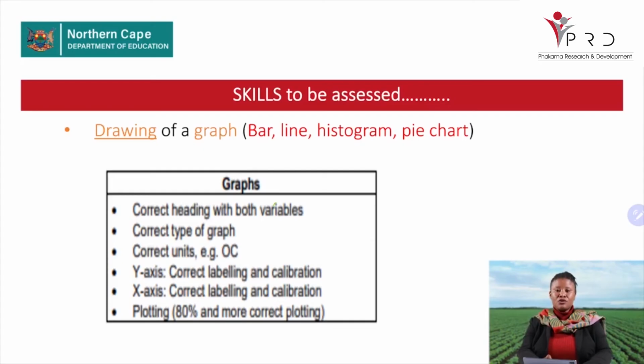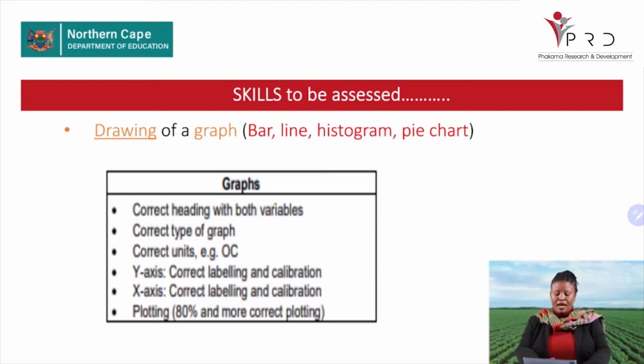If it is a bar, draw a bar graph. So it is important to know the correct type of graph. You must use the correct units. Remember, where are you going to get these units? The units will be in the table that has the information you're going to use when you plot a graph. So you are not going to think about which units. You use what you are given.